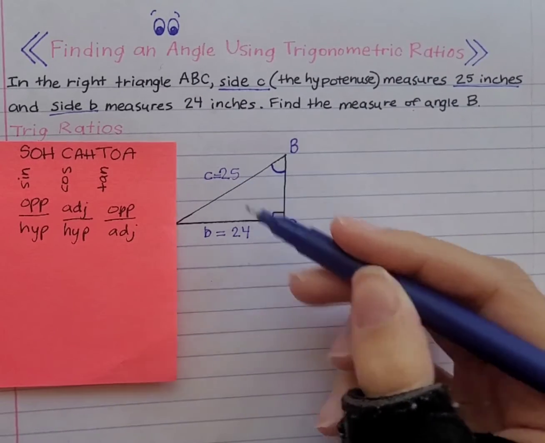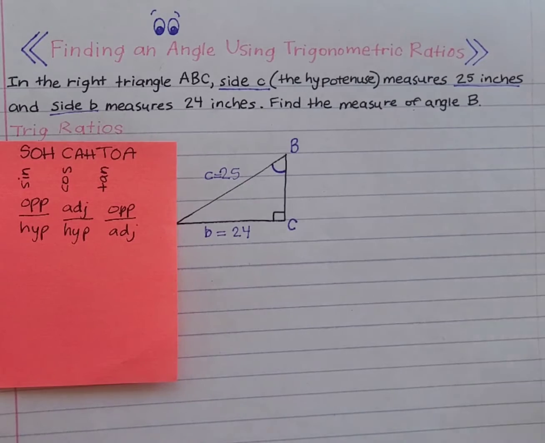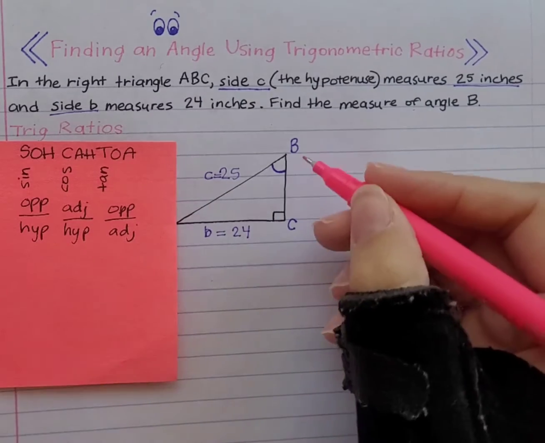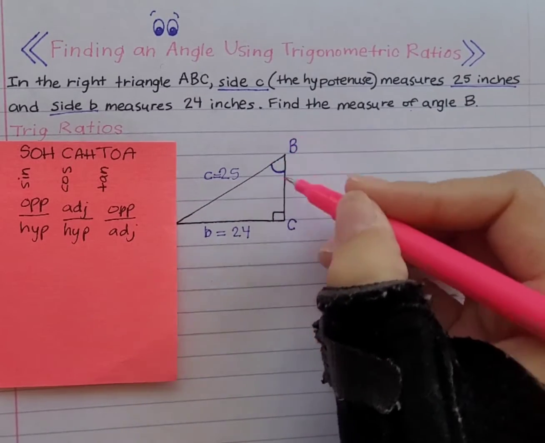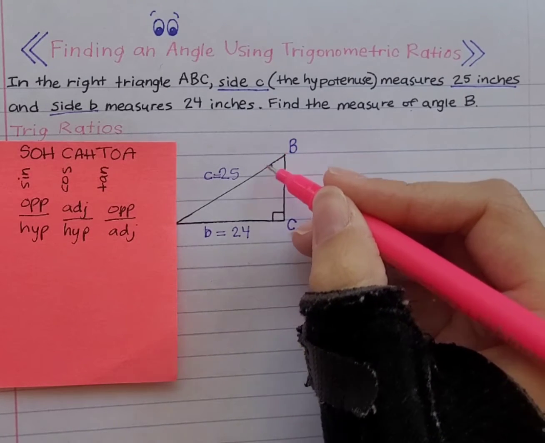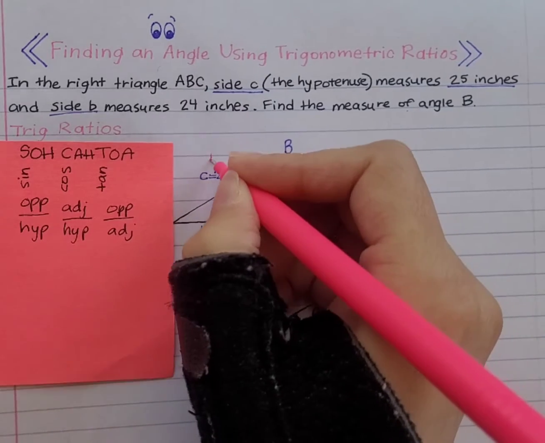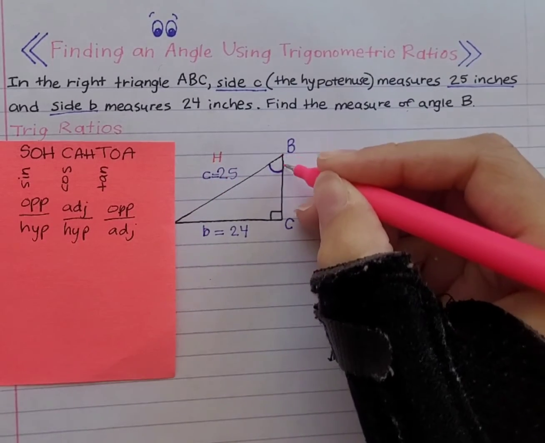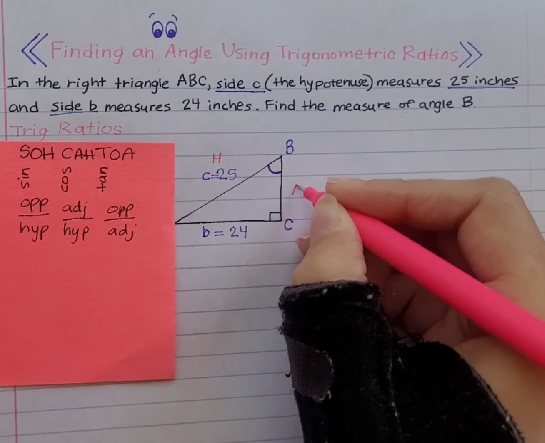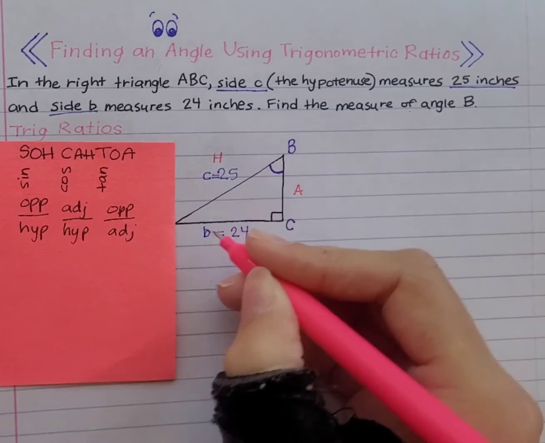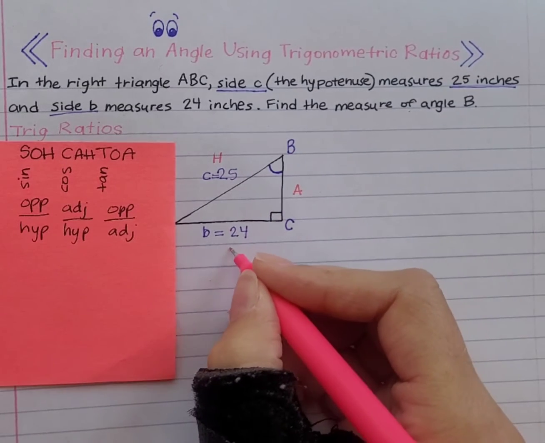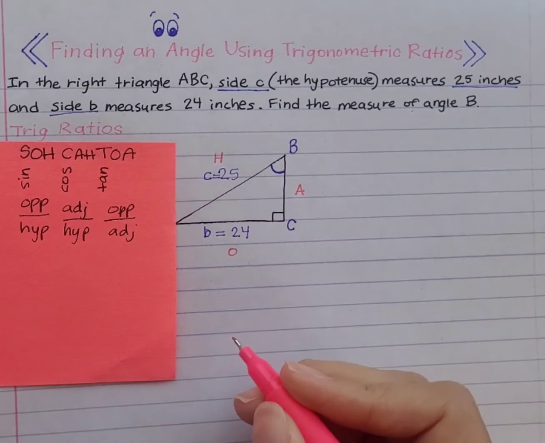Okay, so now that we have information on our triangle, we need to label our sides according to SOHCAHTOA. So the world is now revolving around angle B because that is what we are trying to find. So this is the hypotenuse. I'm going to label that H. This side is next to angle B, so it is adjacent, so it gets the label A. And side B then is opposite to angle B, so it gets the label O for opposite.